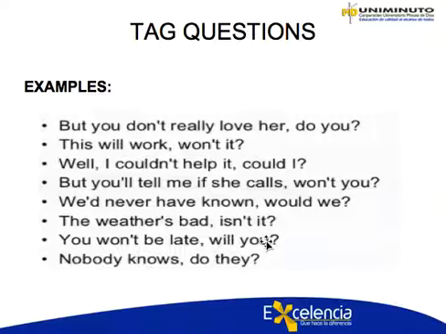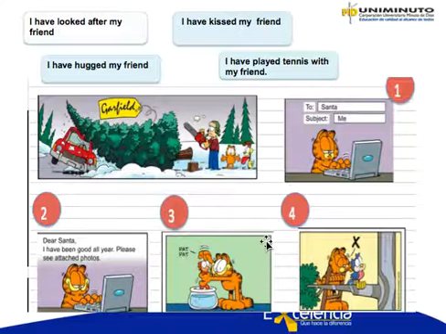Those are the question tags. Now we are going to finish with this exercise. This exercise we have is a Garfield cartoon. So you need to identify what are the missing sentences in number 3 and number 4. Why? Because number 1, Garfield is writing there, and in this part he says, Dear Santa, I have been good all year. Please see attached photos. Okay, so él nos va a mostrar a través de la caricatura las fotos que le ha enviado a Santa, que se ha portado muy bien. That his behavior is good during the year to receive gifts from Santa.